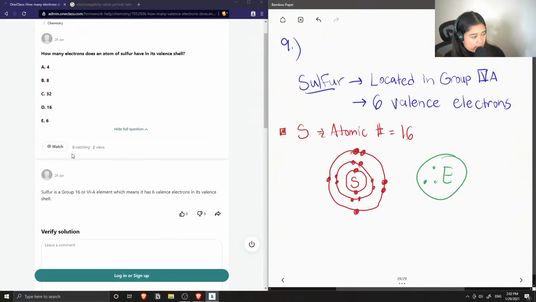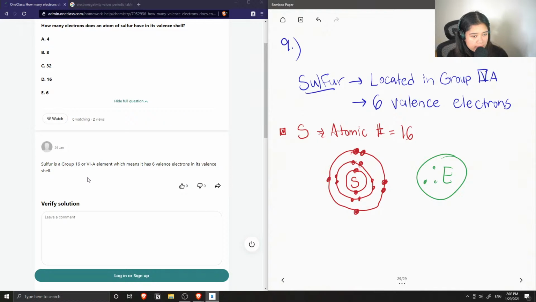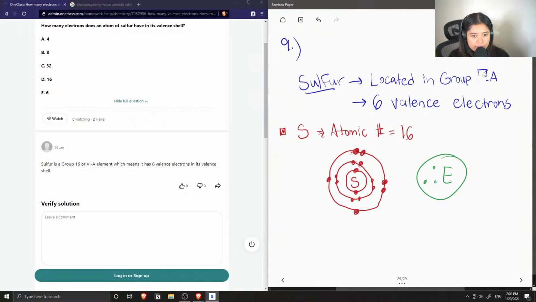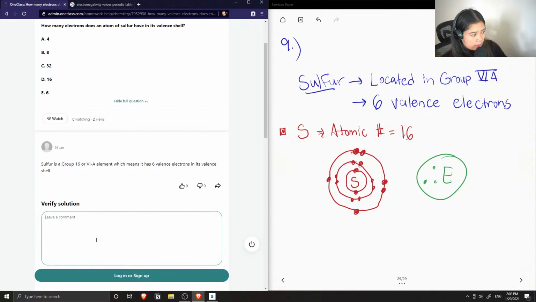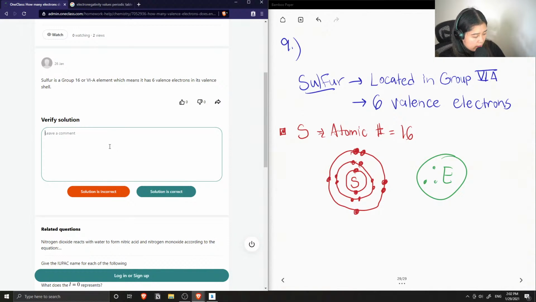And Junior Tutor said that sulfur is a group 16 or 6A element. Oh, I wrote 4A here. Roman numerals. 6A. Which means it has 6 valence electrons in its valence shell. Yep. So this solution is correct.